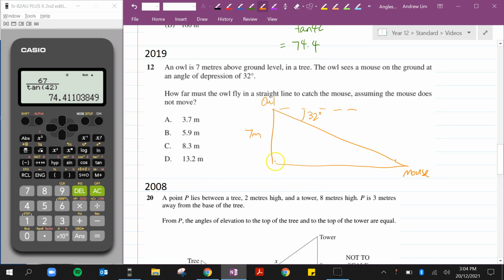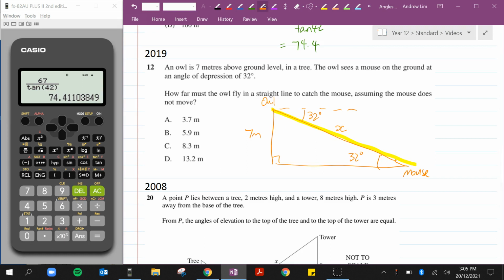The most common mistake that students make is when they see the angle of depression, they think it's this part of the triangle. But it's not part of the triangle, that's why it's depressed. So depression is out here, which is equal to the angle of elevation, 32 down there. How far must the owl fly in a straight line to catch the mouse, assuming the mouse does not move? So we want to work out what this is: fly in a straight line to the mouse.